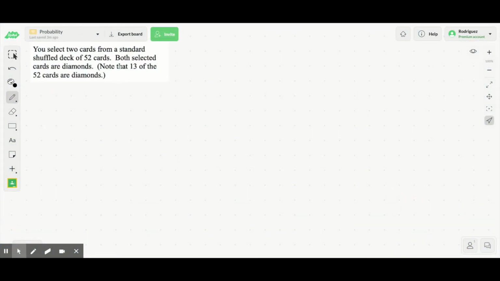Okay, let's talk about dependent events. Dependent events occur, remember, when the outcome of one affects the probability of the next thing that happens. So here's an example. You select two cards from the standard shuffled deck of 52 cards. Both selected cards are diamond.